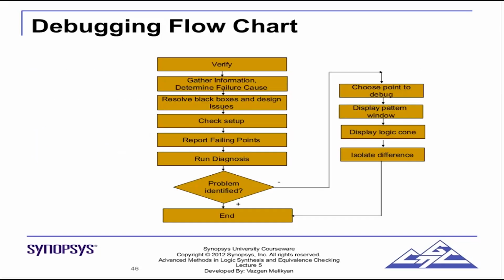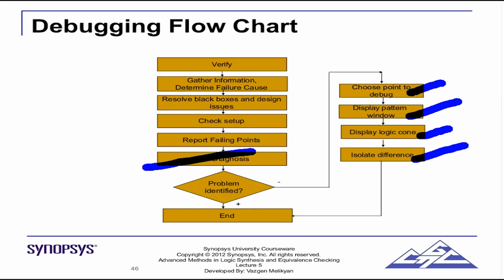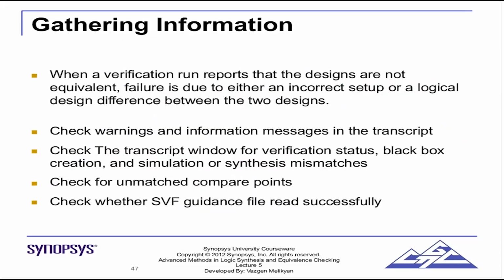So this is the flow chart. You run diagnosis on failing points. If the problem is identified, first choose the point to debug, display pattern window, display logic cone, isolate the difference. Let's see it in the GUI. I think we also have a GUI. Okay, let's move it. Yeah.